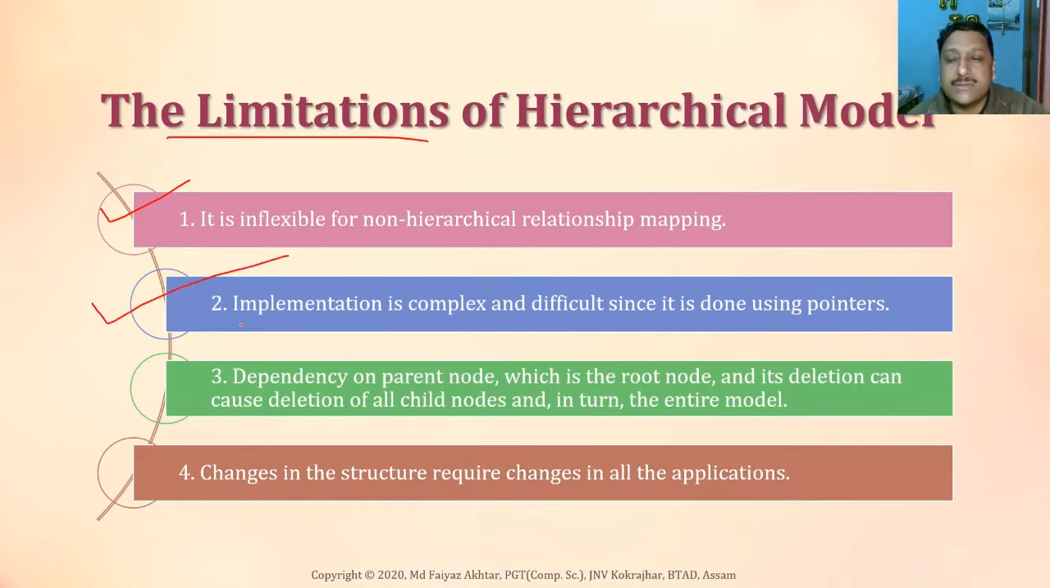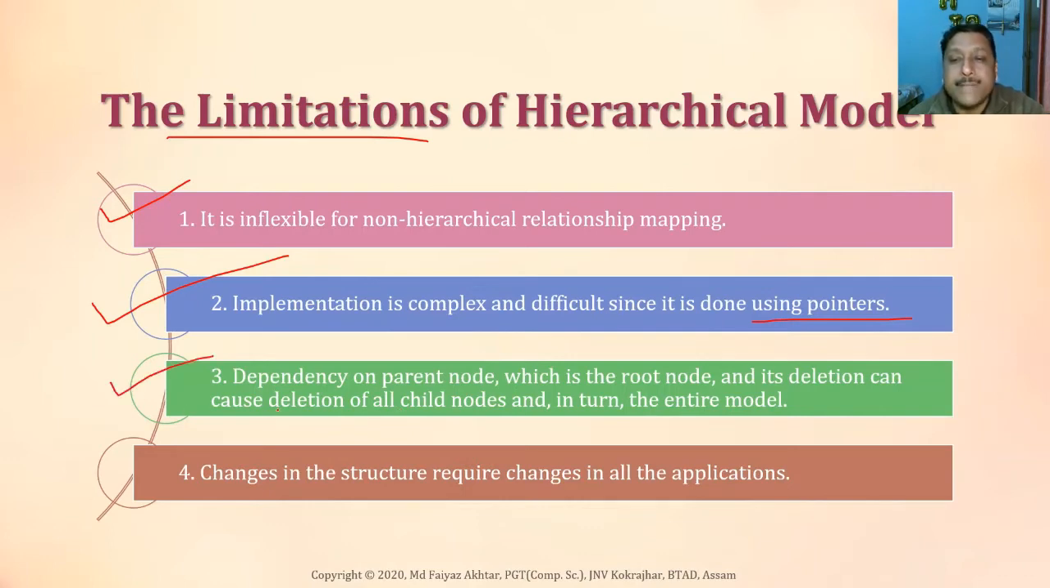The next limitation is that implementation is complex and difficult since it is done using pointers. Every time there is a pointer, meaning we have to keep the roll number from the parent record, and this roll number is to be kept everywhere, and this works as a pointer. This is unnecessary and it is difficult and complex.